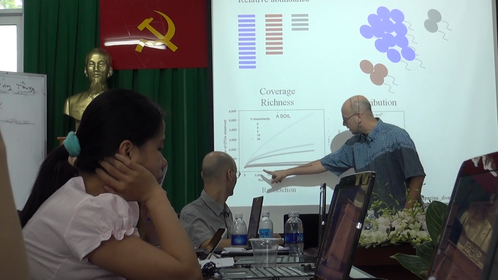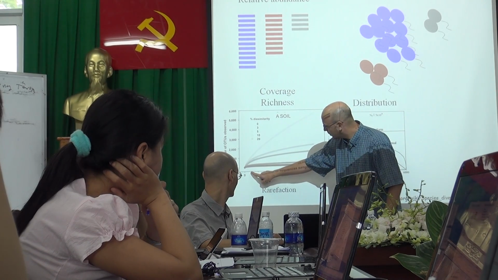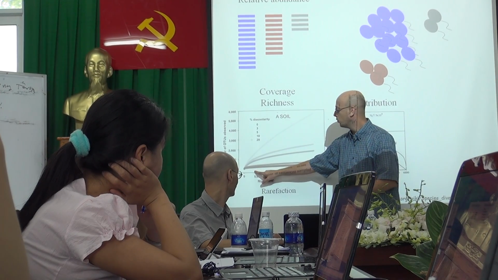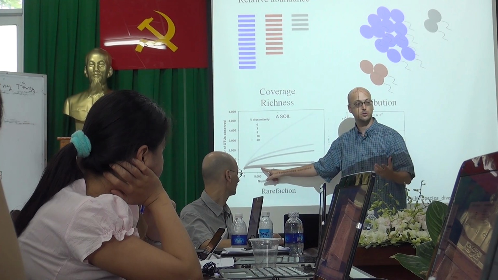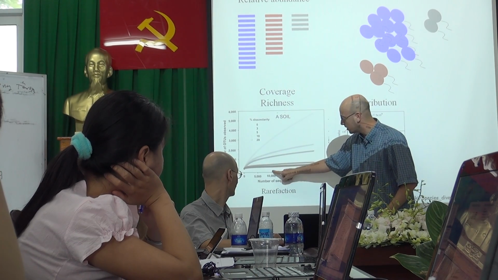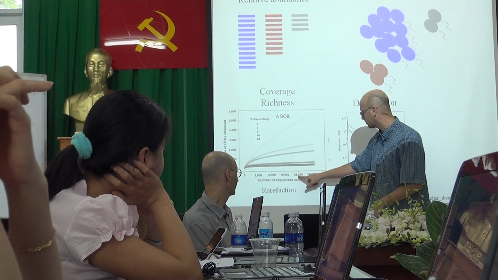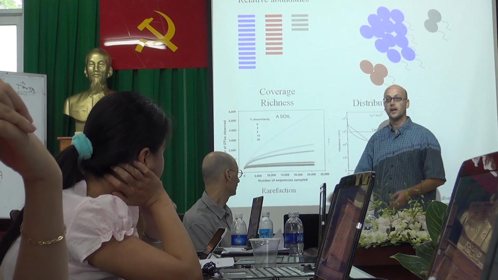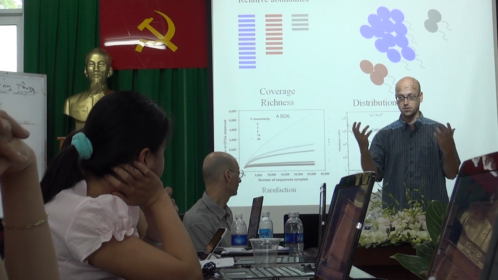So if I have, let's say, with 1,000 sequences I have 10 groups. With 5,000 sequences I have 100 groups. With 10,000 sequences, 100 groups. With 15,000 sequences, 100 groups. With 20,000 sequences, 100 groups. Do I have the whole diversity?